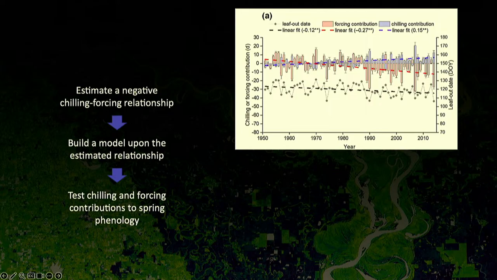So what they did was, they said, well, the negative chilling-forcing relationship is interesting. Now let's calibrate this relationship using a model, and we can test the chilling and forcing contributions to spring phenology in the past, and maybe in the future if you have future projections of temperature. This is a key figure. This one is spring phenology. You can see it's spring phenology advancing.